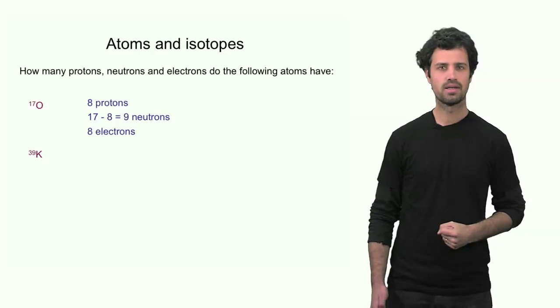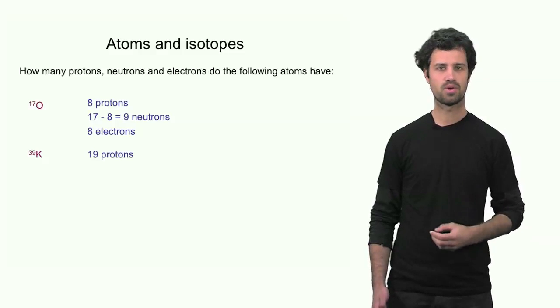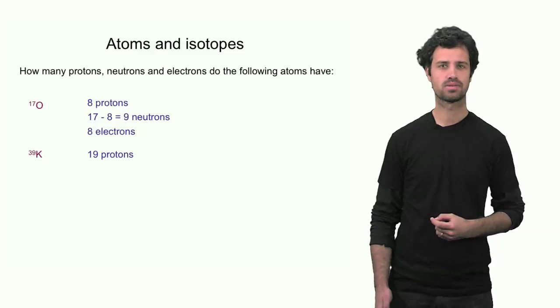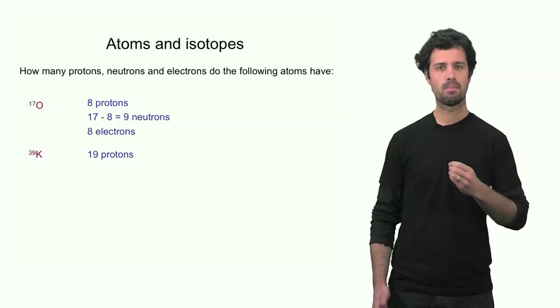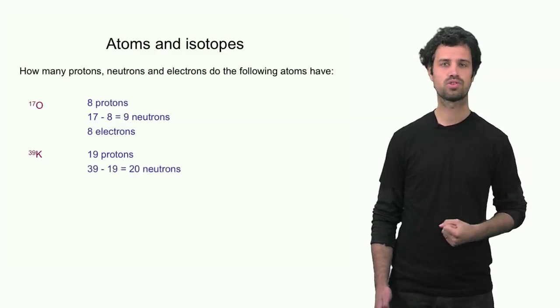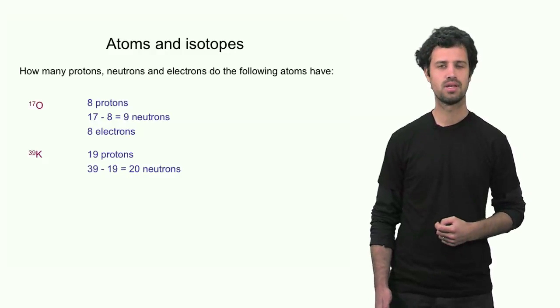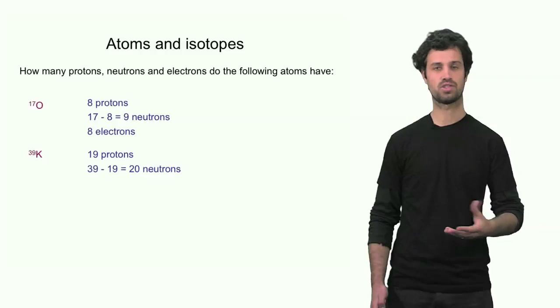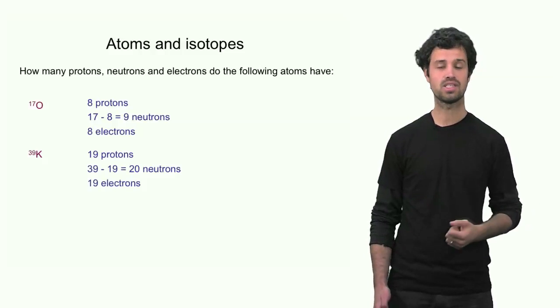Potassium 39. Potassium is element number 19 in the periodic table, which means it has 19 protons. 39 minus 19 equals 20 neutrons are in this element. And the number of electrons, once again, is similar to the number of protons, which is 19. It has 19 electrons.